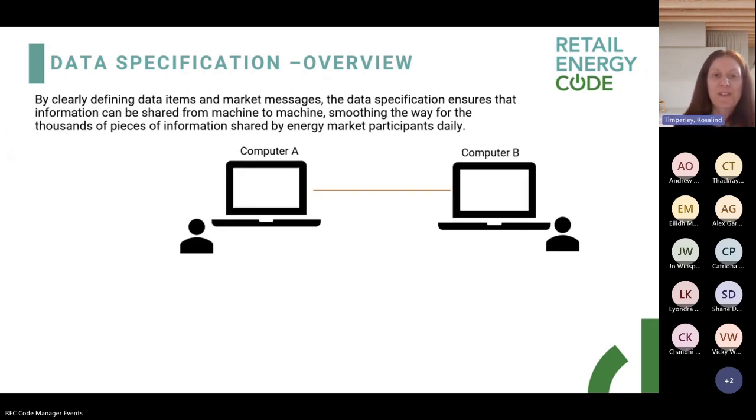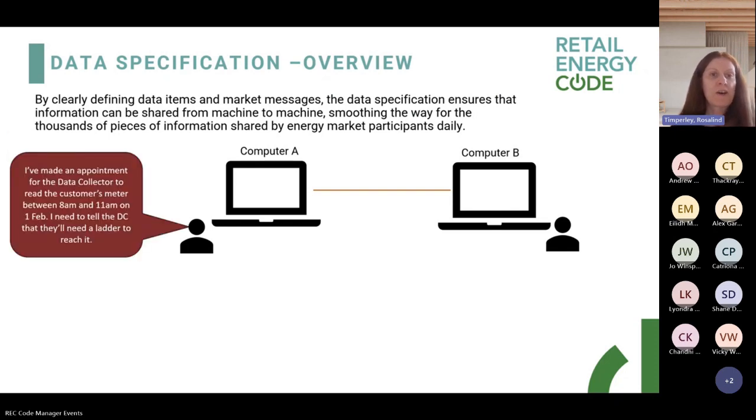Let's take an example. We've got somebody working for a supplier with computer A, and then we've got somebody else, let's say DC, working for computer B. If we press next again. So the supplier has spoken to a customer and made an appointment for the data collector to read the customer's meter. In this example we've got here, they've got a set timescale between 8 AM and 11 AM on the 1st of February. And that meter's really high up, so they need to tell the data collector that they'll need a ladder. So the data specification gives a way for that information to be shared from machine to machine so that person at computer B can pick that information up easily.